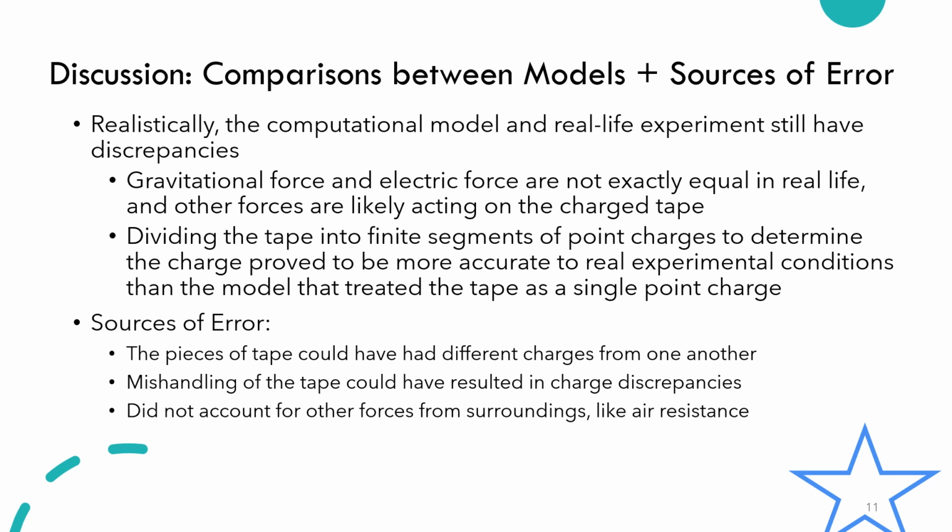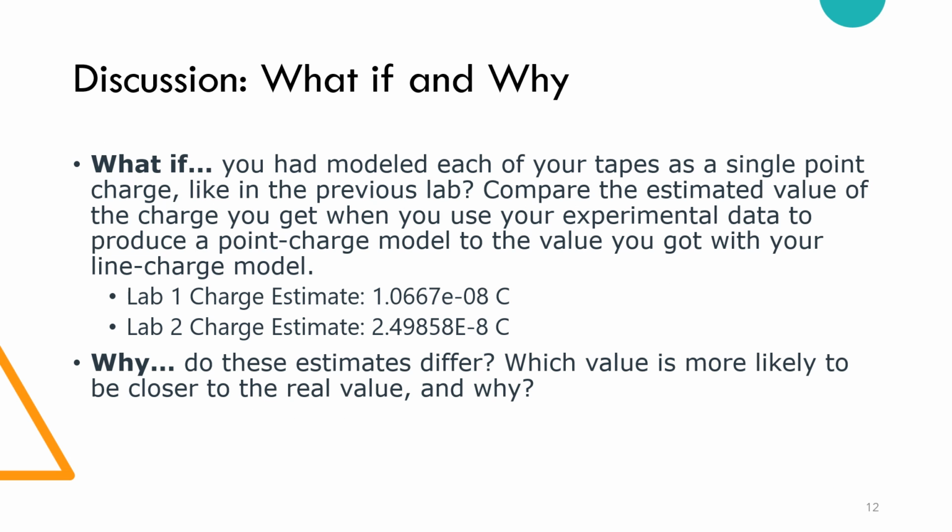As for our sources of error, the pieces of tape could have had different charges from one another. There also could have been mishandling of the tape, which could have resulted in charge discrepancies, and we did not account for other forces from the surroundings, like air resistance. For the what-if question, in Lab 1 we treated the tape as a single point charge, and we got that the charge was 1.0667e-8 coulombs. In Lab 2, we treated it as a distribution of charges, and we got that the charge was 2.49e-8 coulombs.